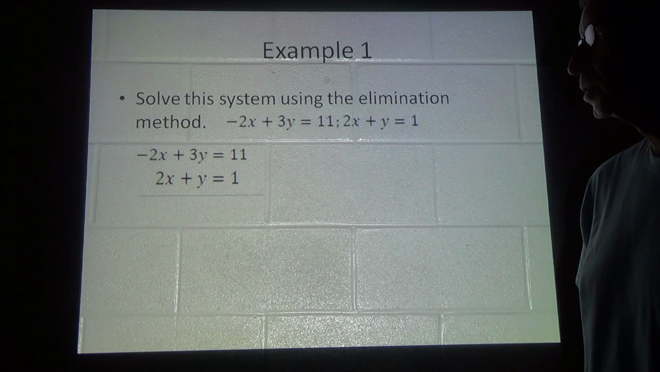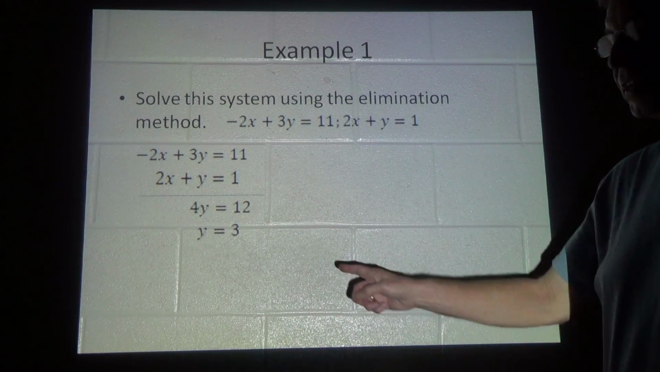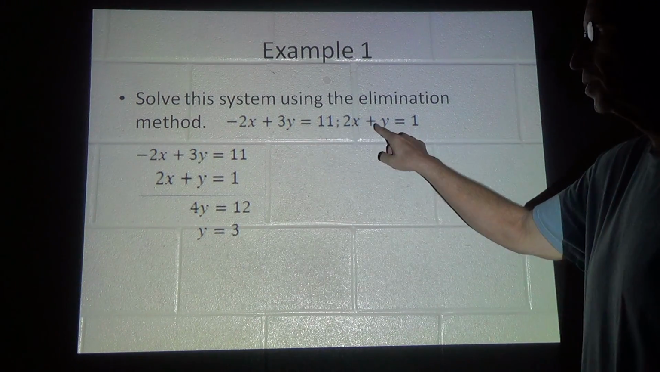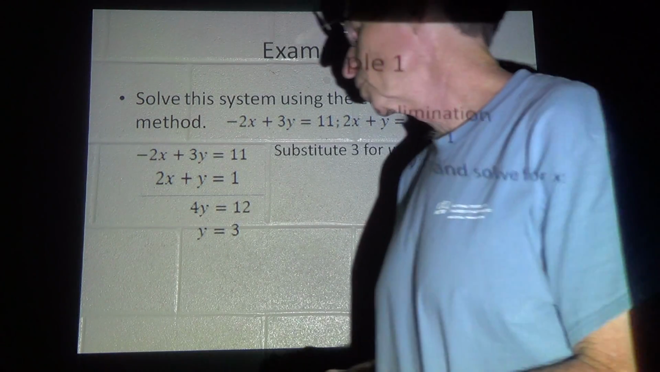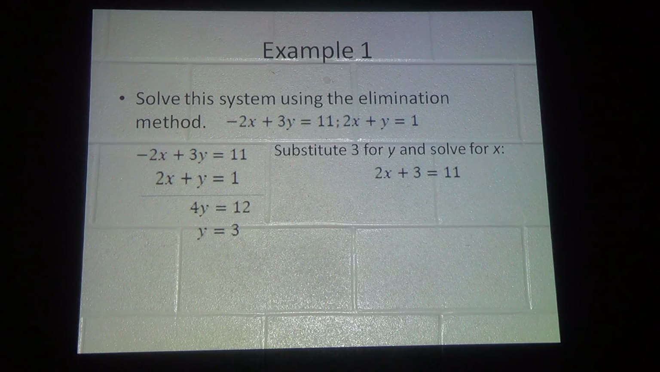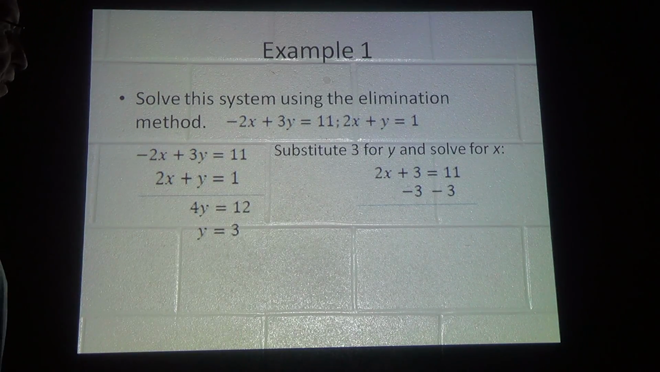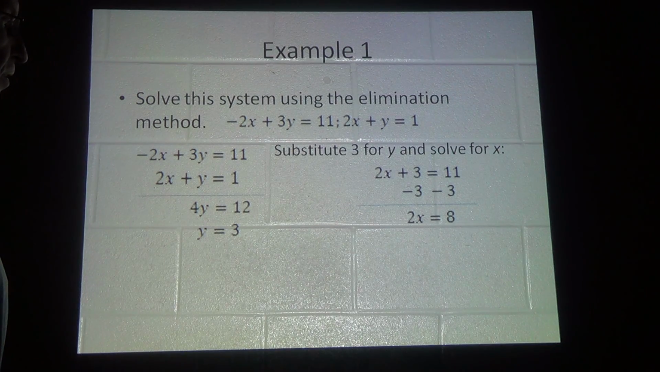Let's add the two equations together. That gives us 4y equals 12, so y is equal to 3. Since we found this, we take the 3 and place it into either equation, it doesn't matter which one, and solve for x. We pick 2x plus 3 equals 11. Subtract the 3 from both sides, which gives us 2x equals 8. Dividing, x is equal to 4.